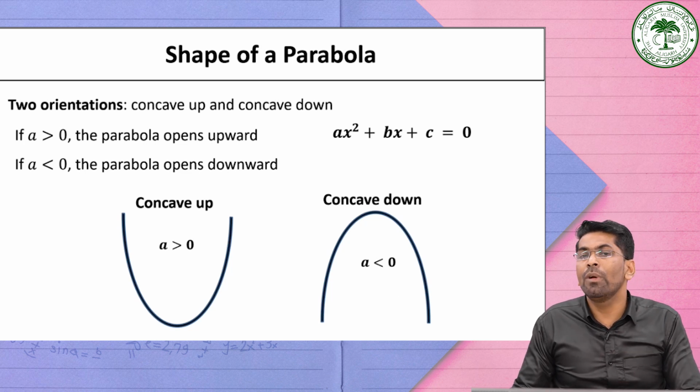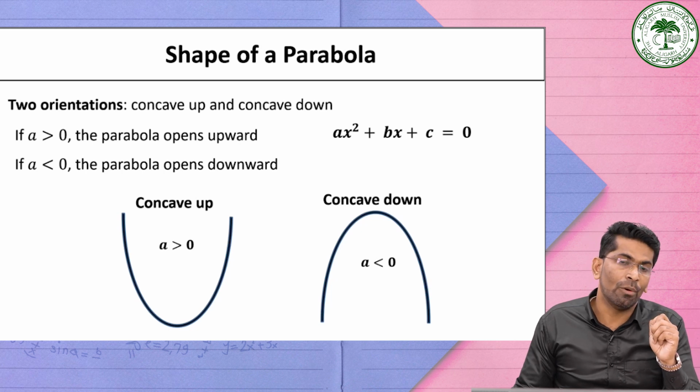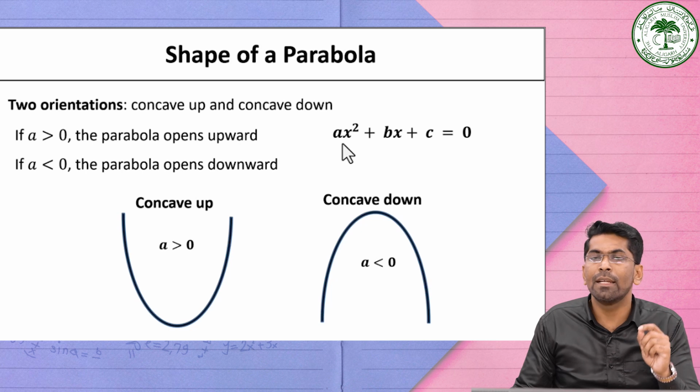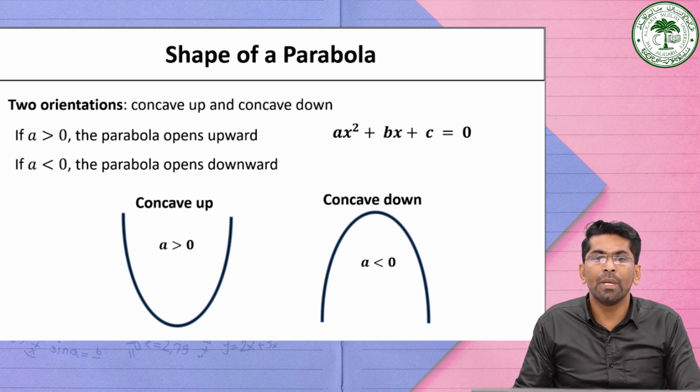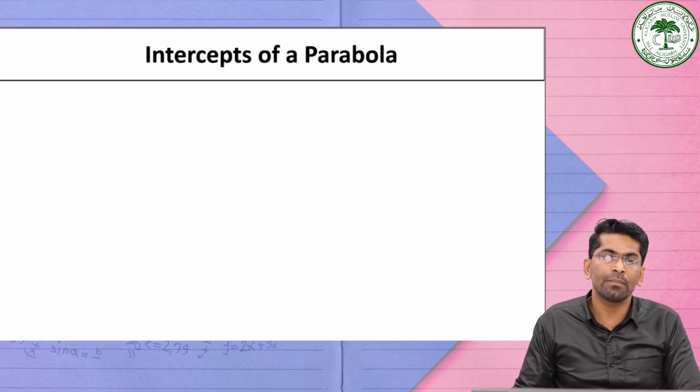We don't include the case of a equal to 0. We are considering here a greater than 0 or a less than 0. What happens if a is equal to 0? Then the quadratic equation reduces to a linear format, or it becomes a linear function, because if a is 0, then the ax square term becomes 0, and what remains is a linear equation, that is bx plus c is equal to 0.